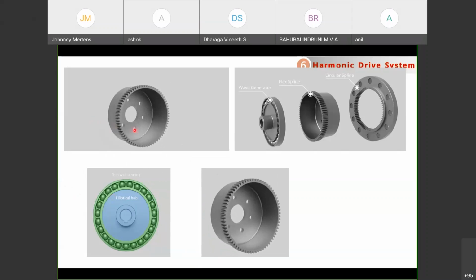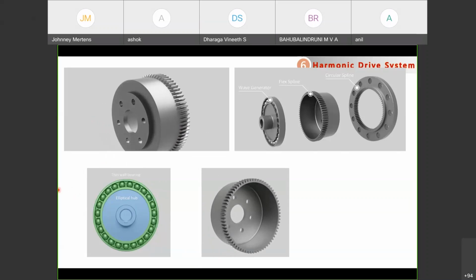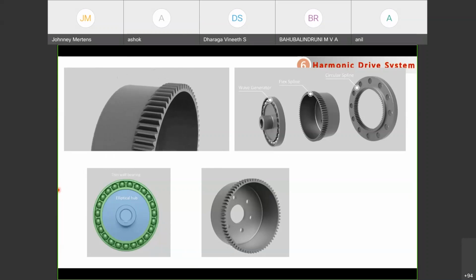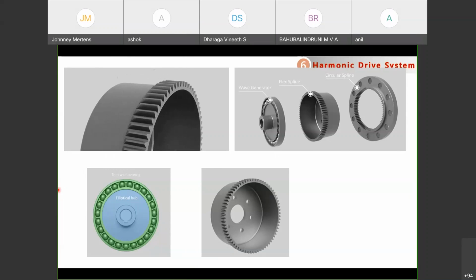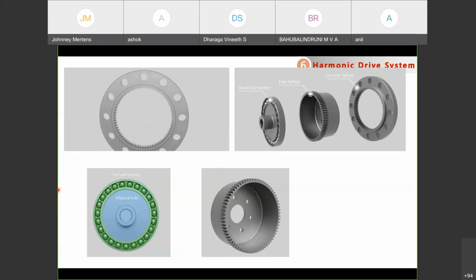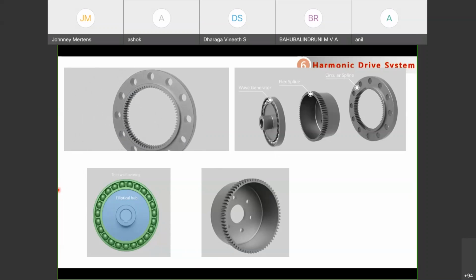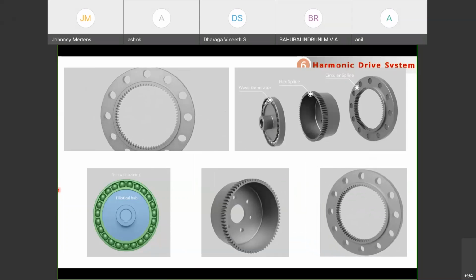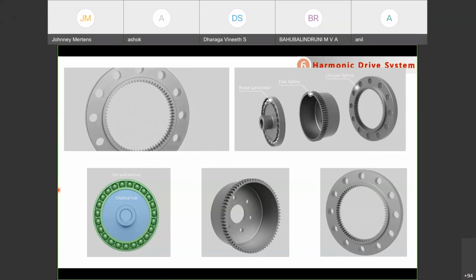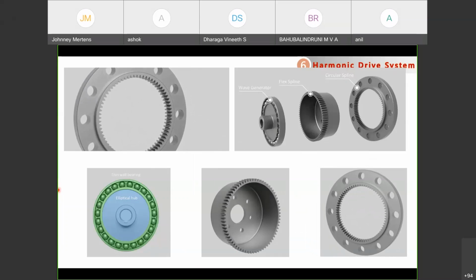Okay, you can see here it can be easily flexed, and the outer side of the spline is made of gear teeth. Involute profile teeth are made on the outer side, and finally there is the circular spline. Okay, in the circular spline, the inside has gear teeth. Inside the spline is made of the involute profile.